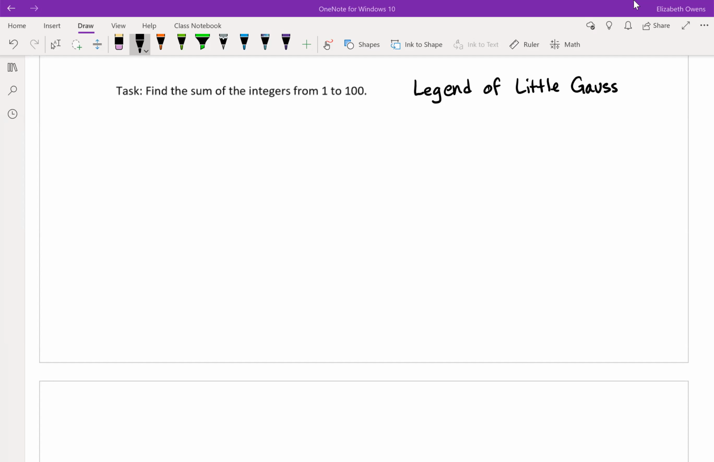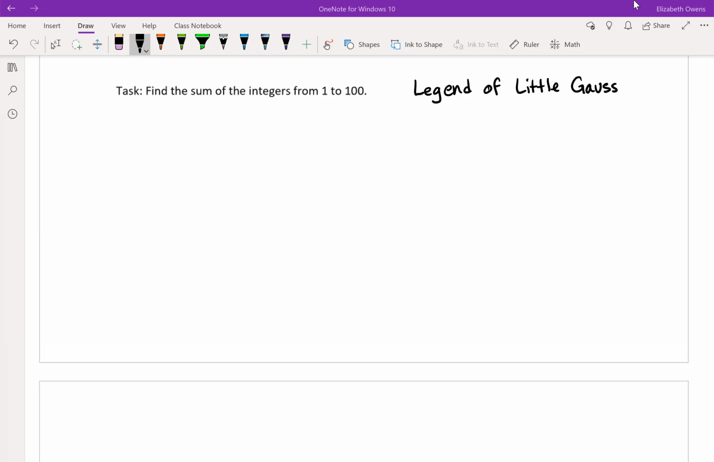But this particular legend has it that little Gauss was a child in school, and his teacher had just had it with the class one day, like a bunch of little kids going nuts, wouldn't sit still, that type of thing. And so the teacher got mad and said, okay, everybody just sit down, be quiet, and add up all the numbers from 1 to 100. And you can't talk until you're done.